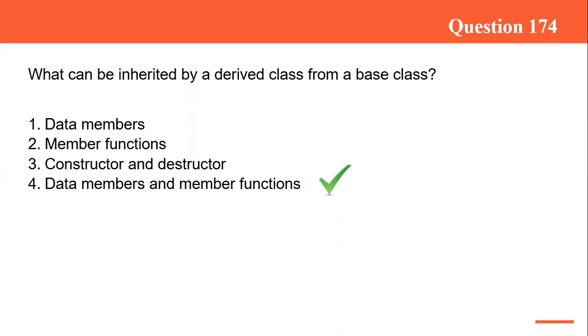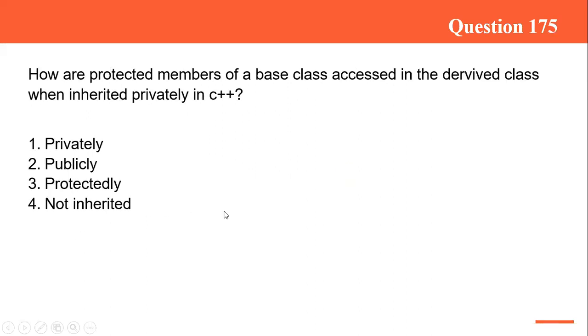What can be inherited by a derived class from a base class? We can inherit data members and member functions. Data members means variables. Member functions means methods. I hope you got it, Priya. Okay, cool. The answer is what?